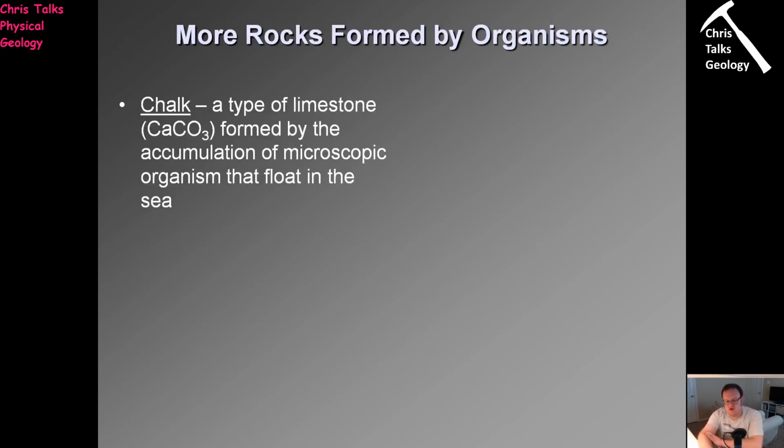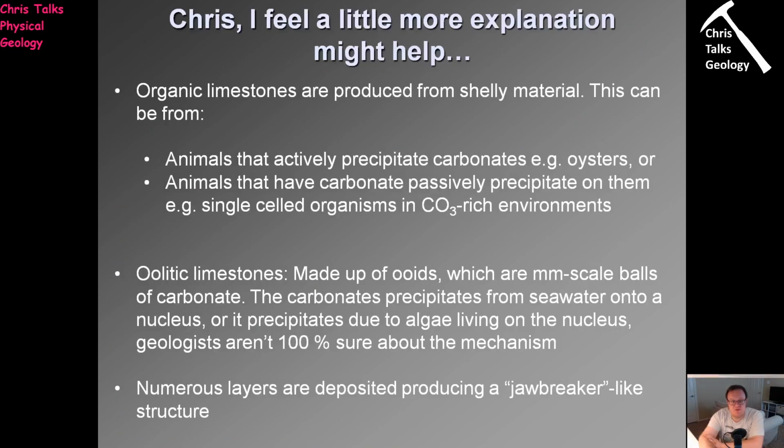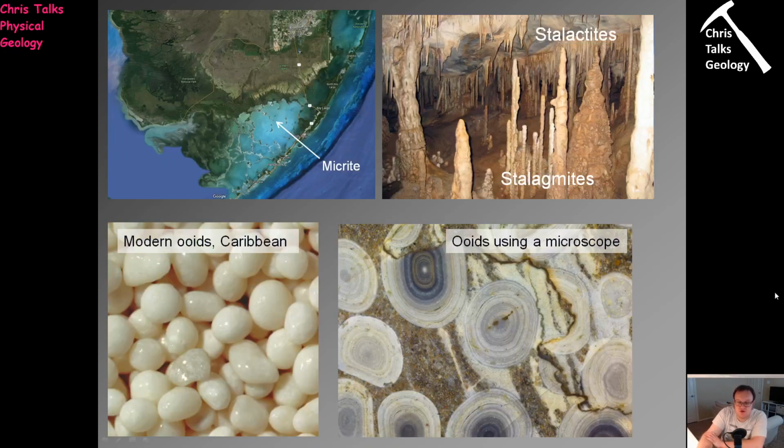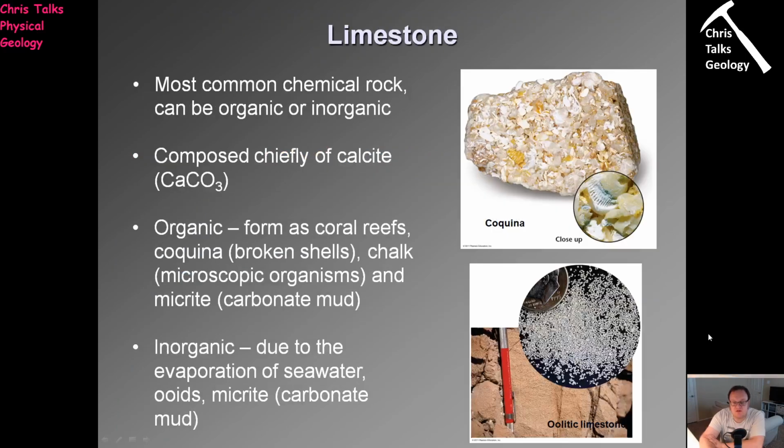So, I should go back for just a second actually. If we have enough of these ooids, they can actually combine themselves together to form a type of limestone, which we call an oolitic limestone. It's made up of nothing but these ooids.